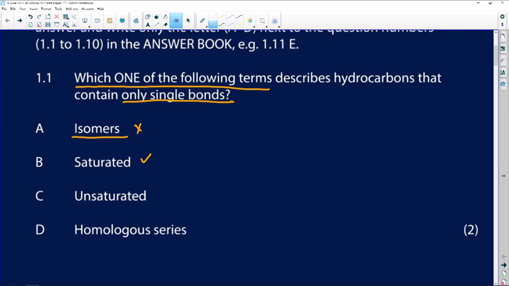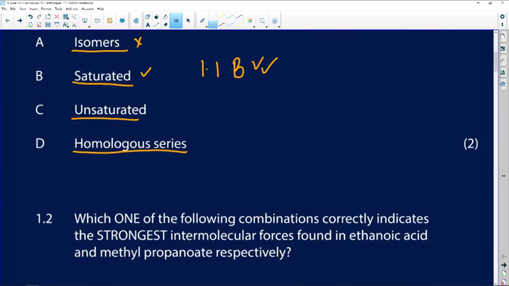Saturated, we know that they contain single bonds. So our answer for 1.1 will be B. You get 2 marks for that. It cannot be unsaturated because they have a double bond in between, and it cannot be homologous series. That's how you answer 1.1. Only single bonds, which is saturated. Let's go to 1.2.